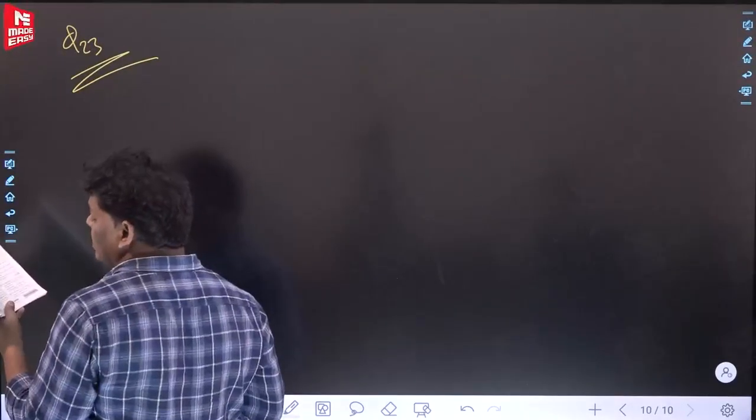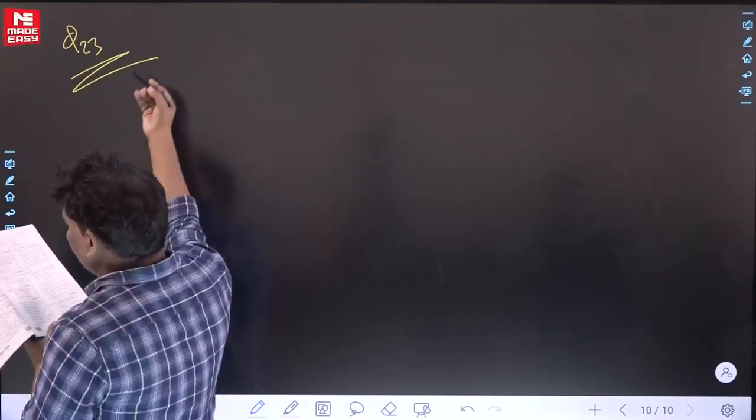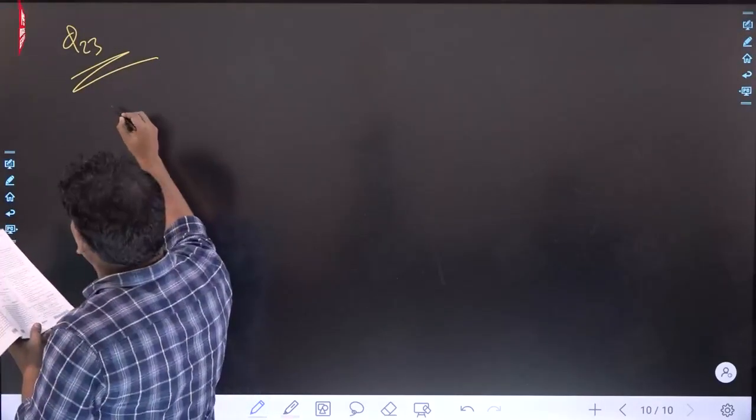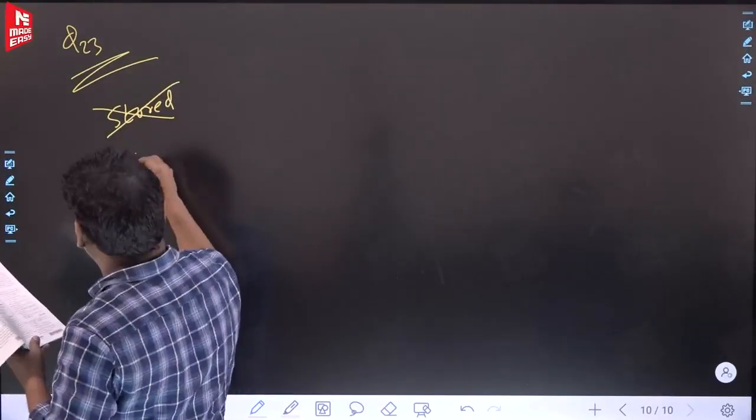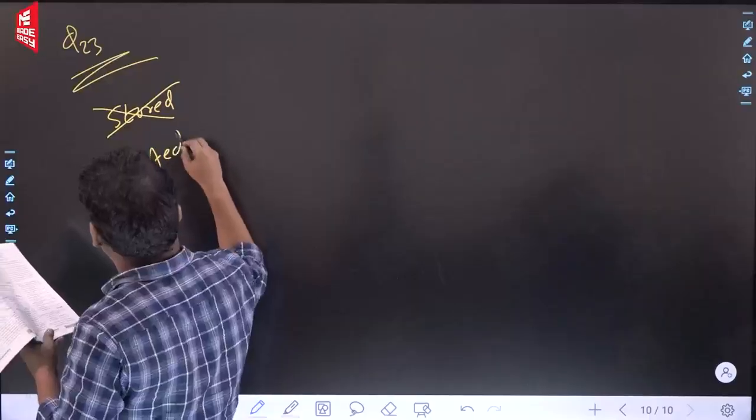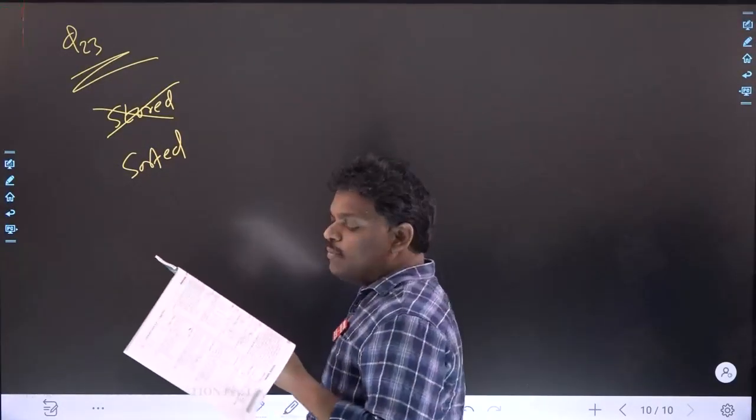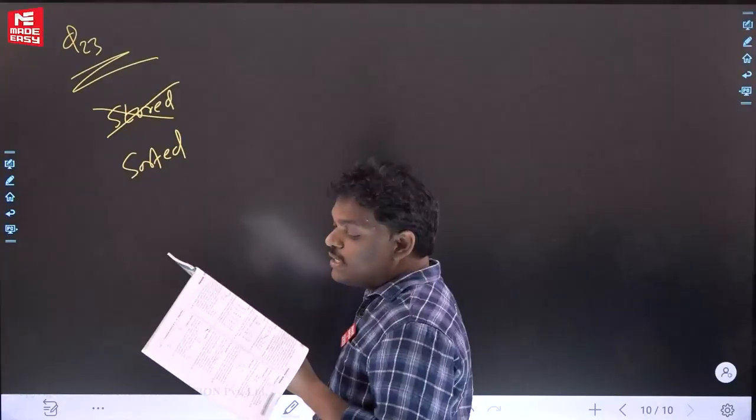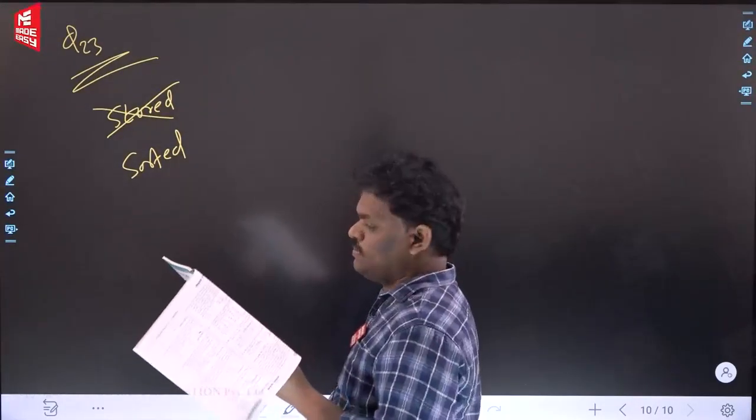The number of elements that can be sorted. It is not stored, it is sorted. Please be careful. Question number 23. It is not stored, it is sorted. Now let me read once again. The number of elements that can be sorted in theta of log n time using heap sort is.